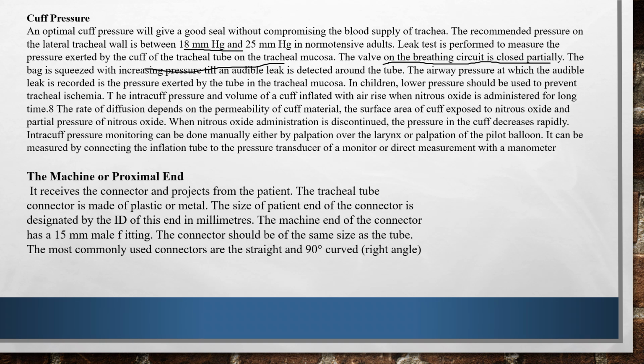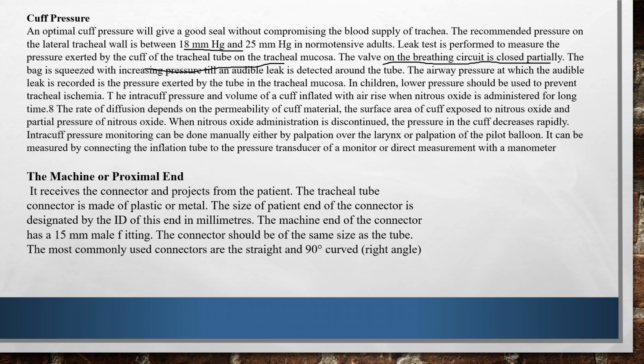Intracuff pressure and the volume of a cuff inflated with air rise when nitrous oxide is administered for a long time. The rate of diffusion depends on the permeability of the cuff material and the surface area of the cuff exposed to nitrous oxide. Intracuff pressure monitoring can be done manually, either by palpation over the larynx or palpation of the pilot balloon, or it can be measured by connecting the inflation tube to a pressure transducer of a monitor or by direct measurement with a manometer.